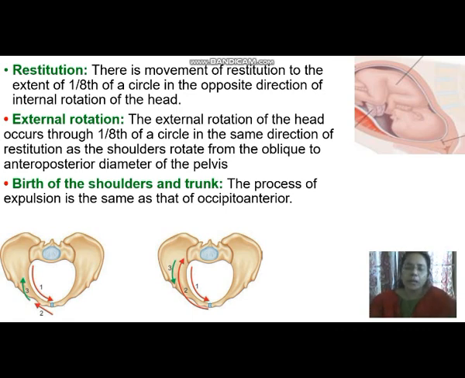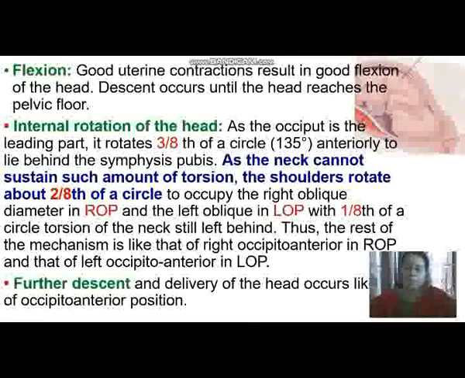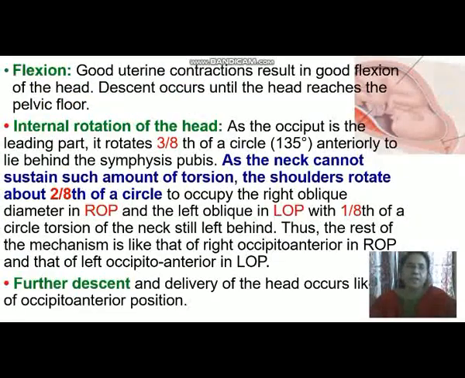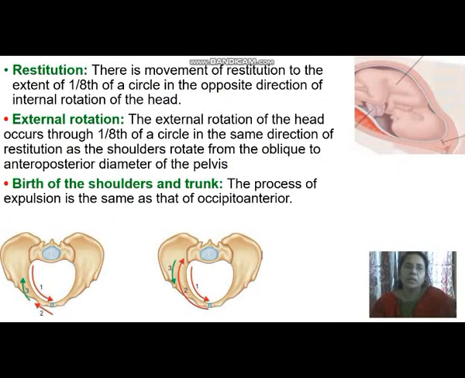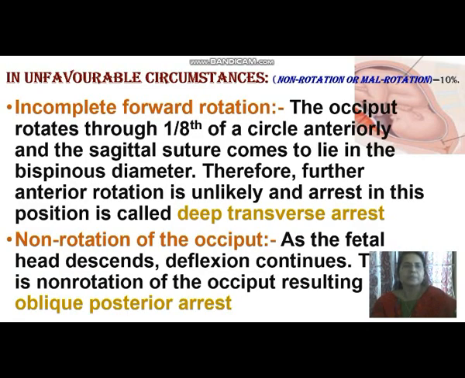The main points you have to remember are the engagement and flexion, internal rotation of the head, restitution, then internal rotation of the shoulder and external rotation of the head, and birth of the shoulder and the trunk. Okay, so if there are favorable circumstances, this mechanism occurs.